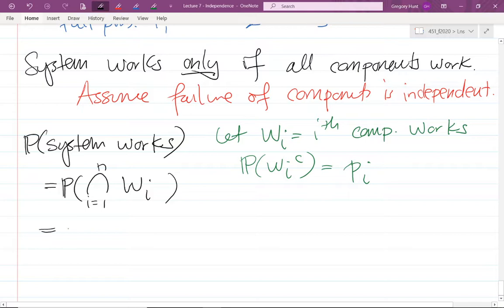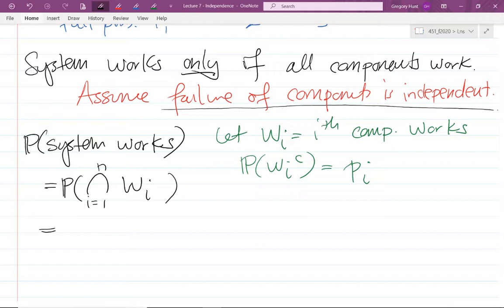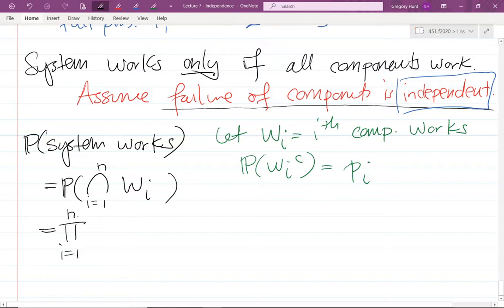And if these are all independent, so the W sub i are independent, or their complements, we know we don't care because we can take complements and not change independence. We proved that. When I say independent here, this means mutually independent. I'm just kind of lazy, I don't want to say mutually independent, but we're talking about more than one event, so we mean mutual independence. If these things are independent, we can write this as the product of the probability of the W sub i.